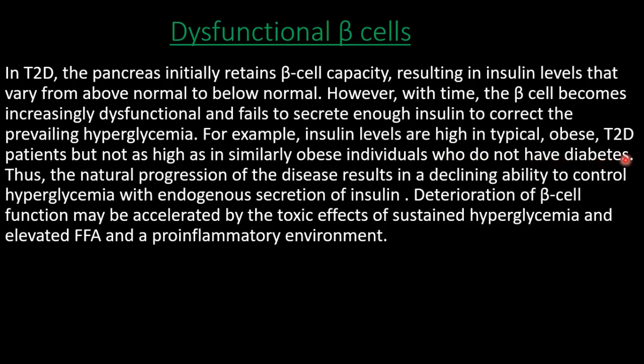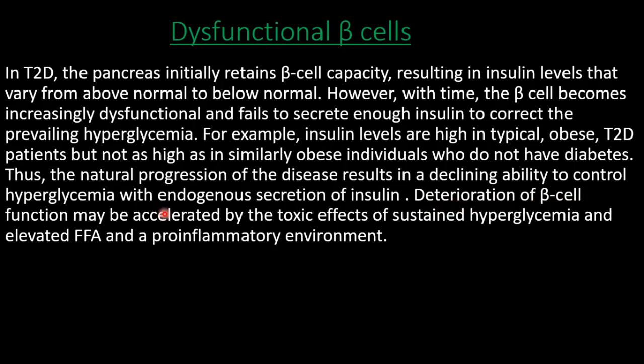Now, if you take an obese person who is non-diabetic and another one who is diabetic, in the non-diabetic one there will be very high insulin levels because the beta cells are compensating for the insulin resistance. But in the diabetic one, the beta cells have become dysfunctional, so insulin levels will be lower. Thus, the natural progression of the disease results in a declining ability to control hyperglycemia with endogenous secretion of insulin.